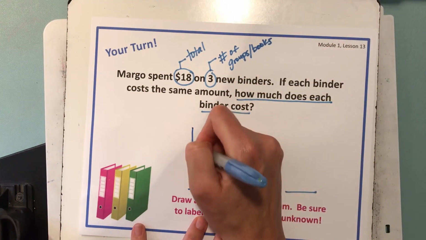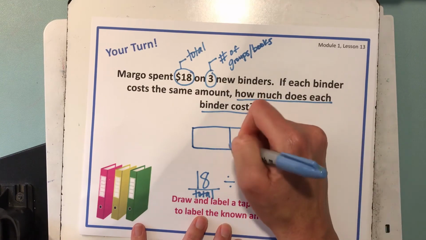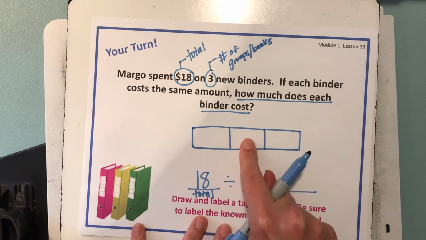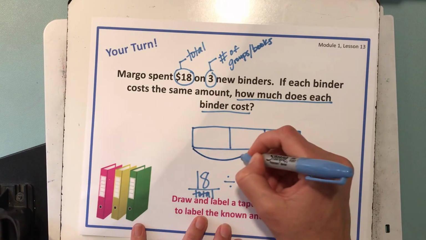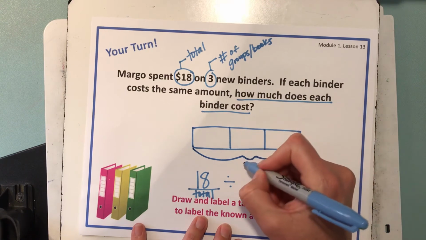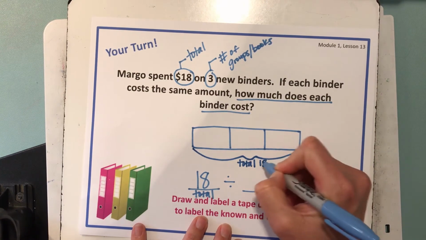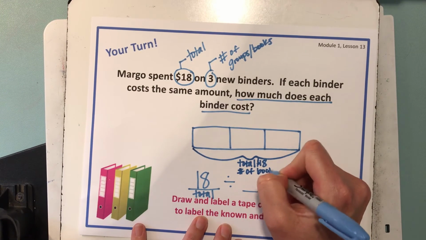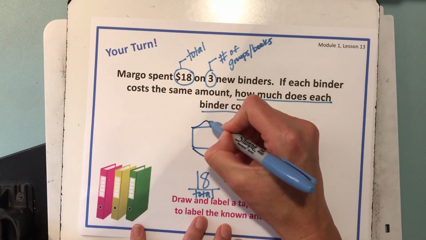So I'm going to automatically draw a tape diagram that has 3 groups. Each box represents 1 binder, okay? So here I can already label this one. It represents the total, which is $18, and also the number of binders, which is 3. Okay, so this is what we're trying to figure out.